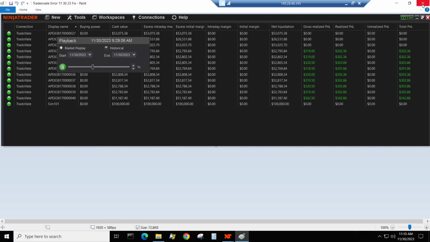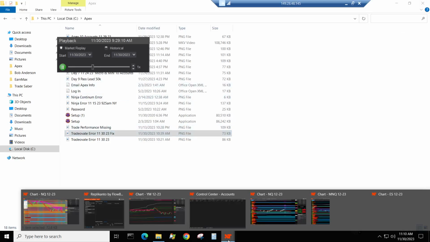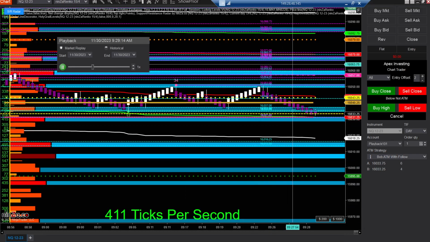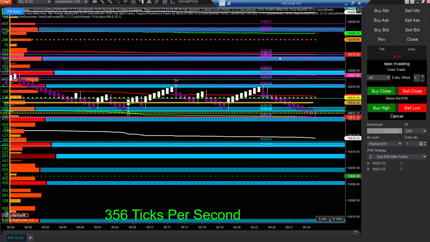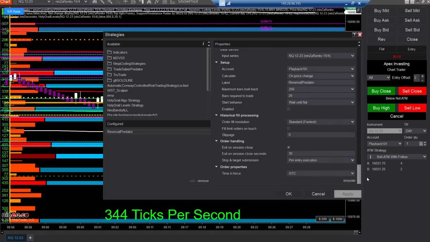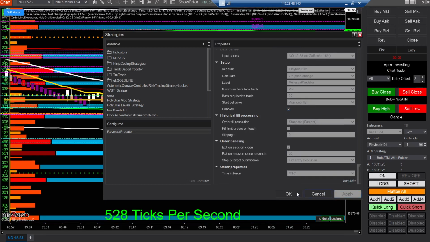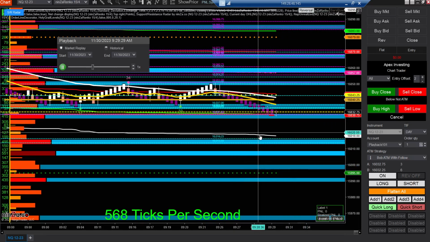But let me close that. And this is what I'm going to show today. It's coming up to market open on the replay data. And this is the right account. I'm going to activate. This is the Reversal Predictor. I think I have it set for one contract. And I think it's 12 ticks is target one. I can add a second contract if I want to.